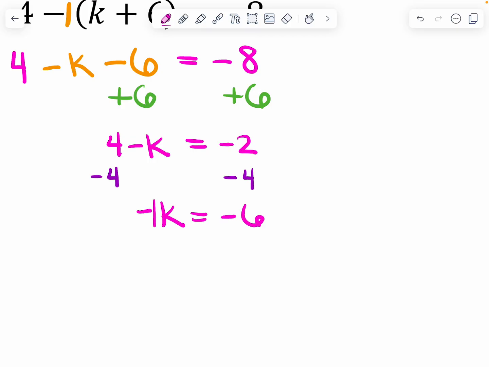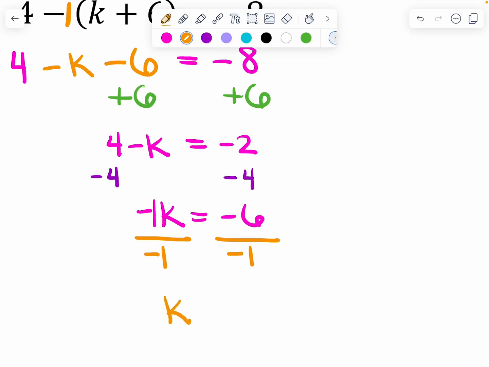And now again, be very careful here. The connection between that -1 and the k is not subtraction. I know that it looks like subtraction because it's got a minus sign there, but the connection is multiplication, and we undo multiplication with division. And we're going to divide by what we don't want with the k, which is that -1. So now -1 divided by -1 is a +1. So that's a +1k without the 1 written there. -6 divided by -1 is 6, and that's my answer.